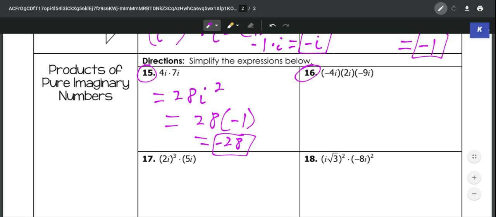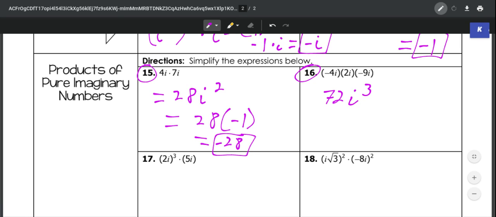Because let's look at 16. We've got -4i times 2i times -9. So the first thing you want to do is multiply all of your coefficients, and that would give us 72. And then we would have i to the third power, because i times i is just i to the third.